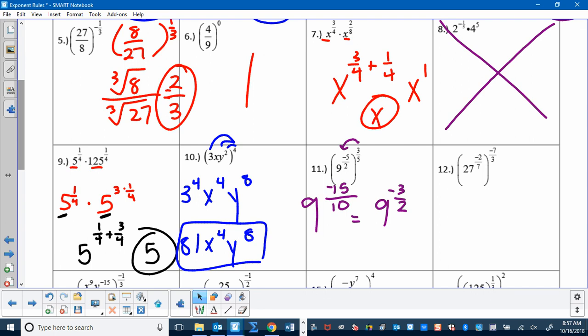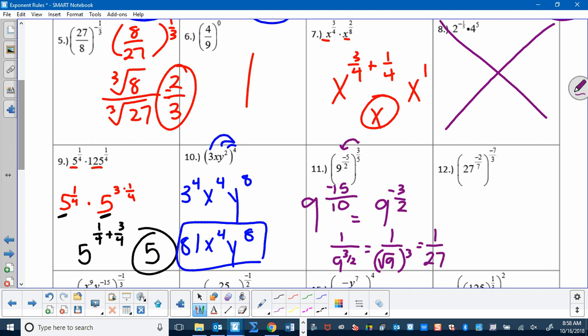Where does it go? To the bottom. So it's really 1/9 to the 3/2. What's the 3/2 power the same as? Square root of 9 to the 3rd. What is the square root of 9? 3 to the 3rd. 27. Final. Why is it on the bottom? There was a negative exponent. Guys, this is so cool. What happens in number 12?